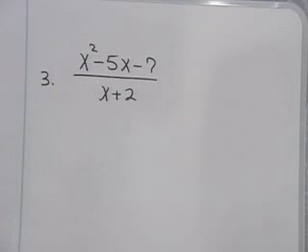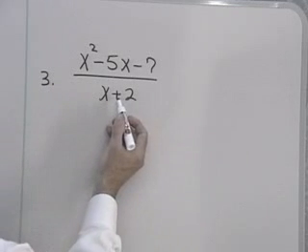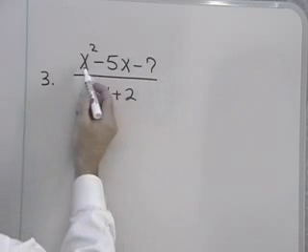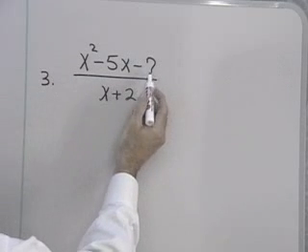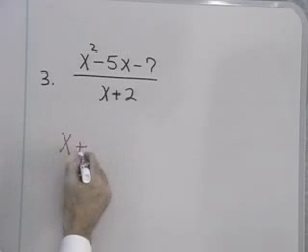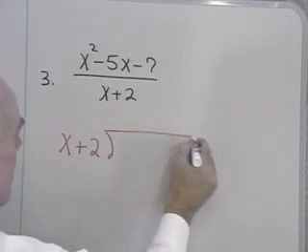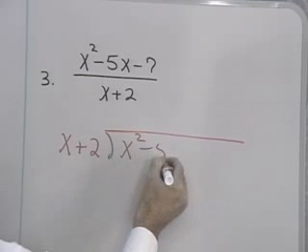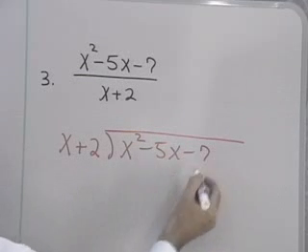X squared minus 5x minus 7 divided by x plus 2. I can't use the method I used in the previous example because x plus 2 is not a factor of x squared minus 5x minus 7. So instead I'm going to use a form of long division similar to long division with whole numbers. We'll go through it once here, and then you can try some.